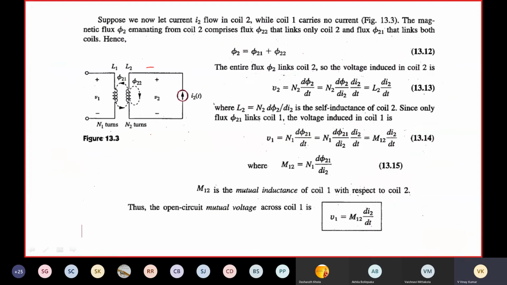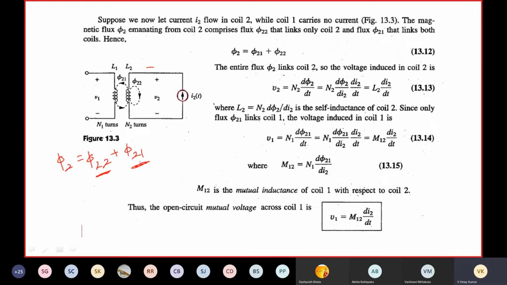Now coil 2 is excited. In the earlier case, coil 1 was excited. Here in this case, coil 2 is excited, so the total flux would be phi 2. Phi 2 has two components: phi 2 is equal to phi 2 2 plus phi 2 1. Phi 2 2 is the flux which is linking coil 2 only. Phi 2 1 is the flux which is linking coil 1 as well as coil 2.